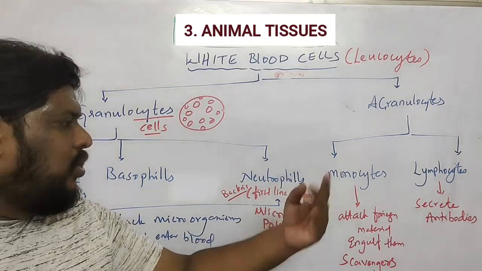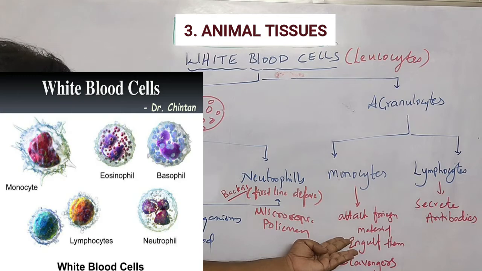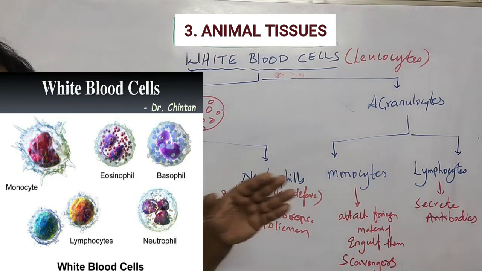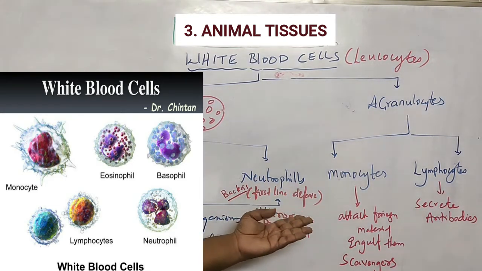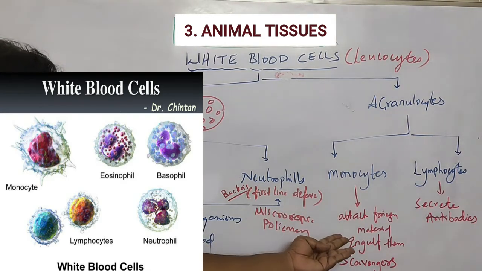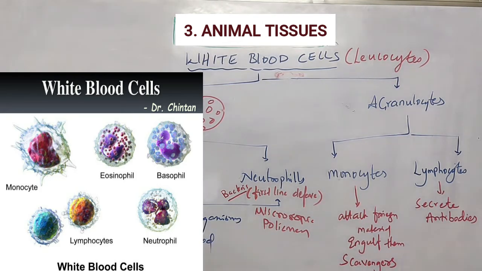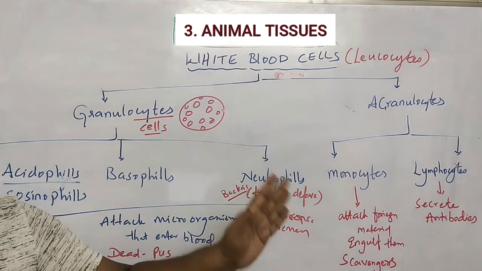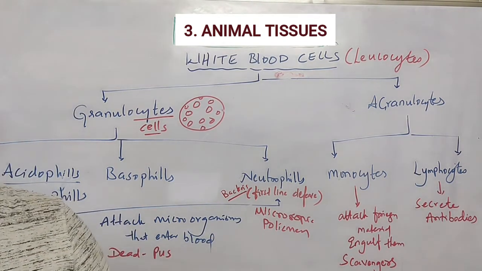Then coming to the monocytes, they also attack the foreign material, and you know what they do? They engulf them. They take them into the cell, and that is how they attack the foreign organisms, and they destroy them in the cell. That's the reason why they are called the scavengers, which clean the blood. The microorganisms that enter the blood are engulfed by the monocytes and digested in their body, so they're destroyed in their own cell. That's why they're also called the scavengers of the blood.